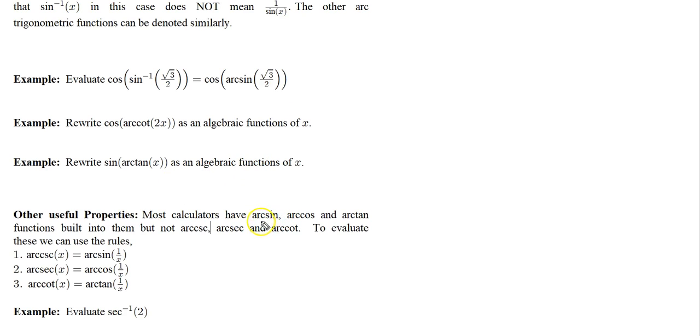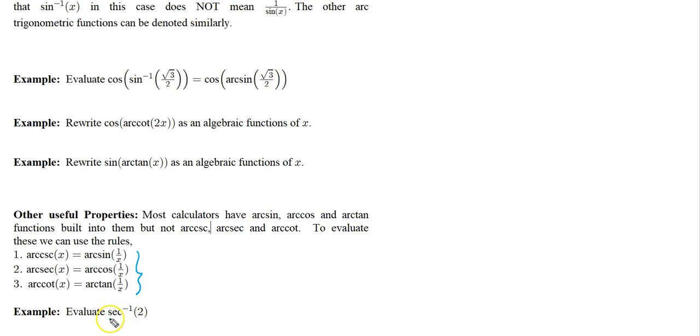Now most calculators have an arc sine, arc cosine, and arc tangent button built into them, but they don't have arc cosecant, arc secant, and arc cotangent. Well, you can use these rules to evaluate arc cosecant, arc secant, and arc cotangent. So notice that the arc cosecant is the arc sine of 1 over x. And that's because cosecant is 1 over the sine. So it makes sense that this should hold. The arc secant of x is the arc cosine of 1 over x, and the arc cotangent of x is the arc tangent of 1 over x.